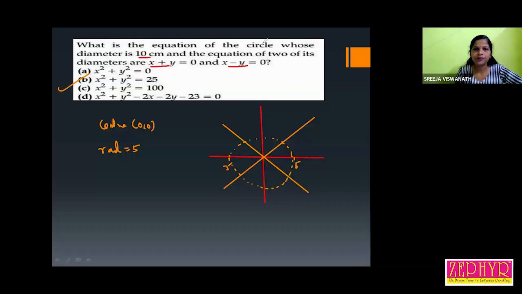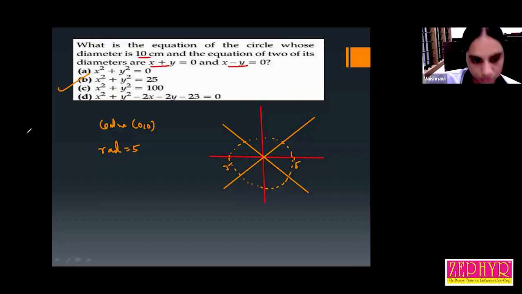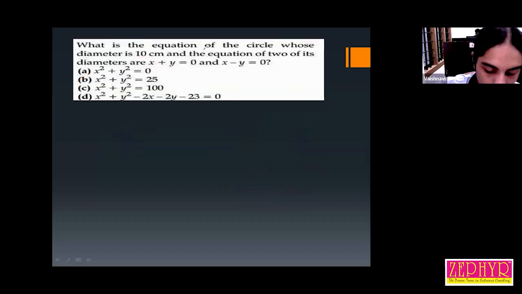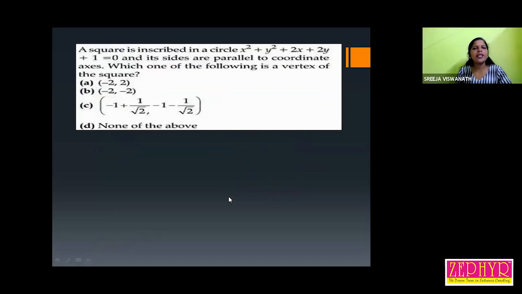Okay. Now the next question. A square inscribed in a circle, x square plus y square plus 2x plus 2y plus 1 equal to 0, and its side parallel to the coordinate axis. Which one of the following is a vertex of the square?